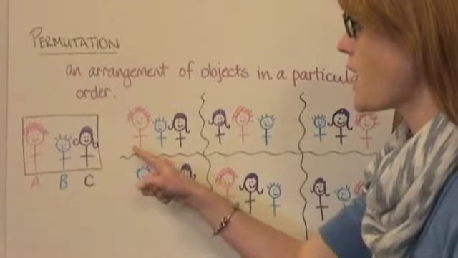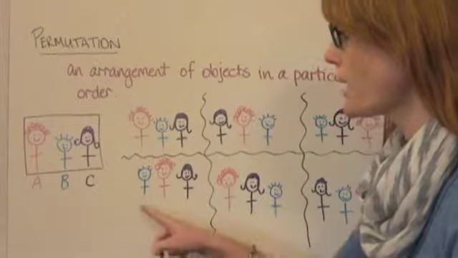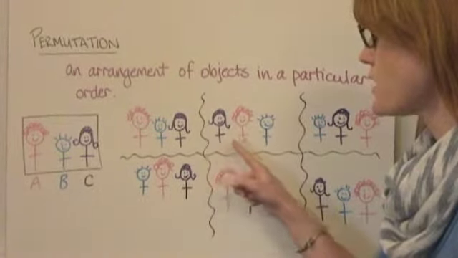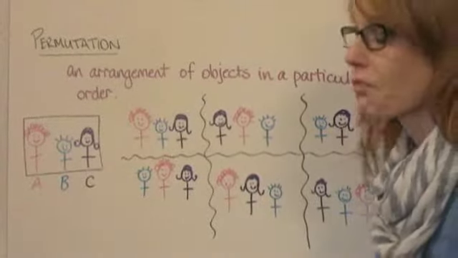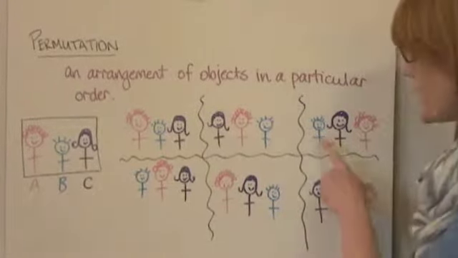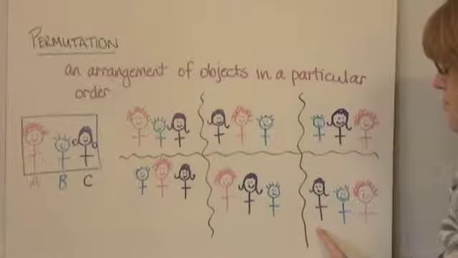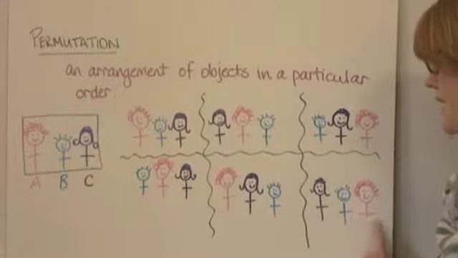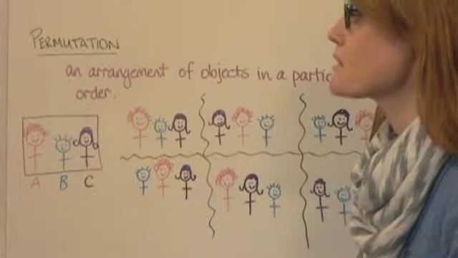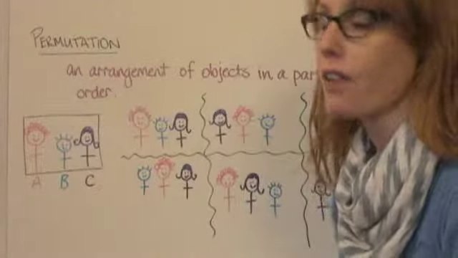I could have person A, then B, and then C from left to right, or I could have B, then A, then C, or I could have C, then A, then B, or I could have A, then C, then B, or I could have B, then C, then A, or C, then B, then A. There are 6 different permutations, which means there are 6 ways that I could arrange those 3 people in order from left to right for the photograph.